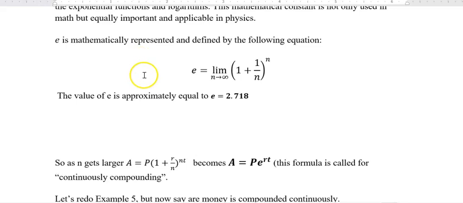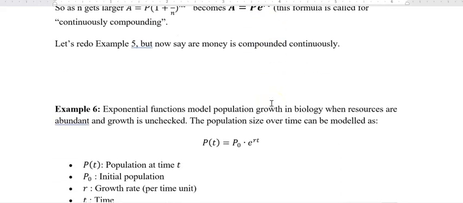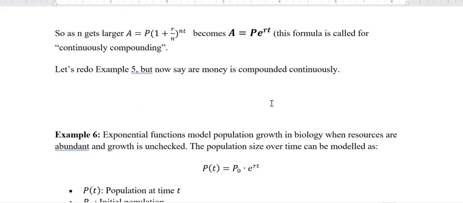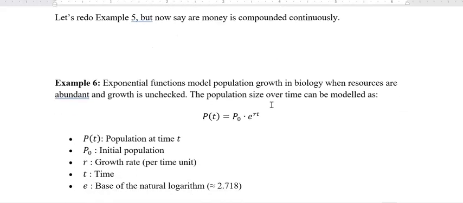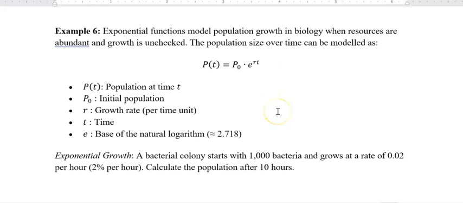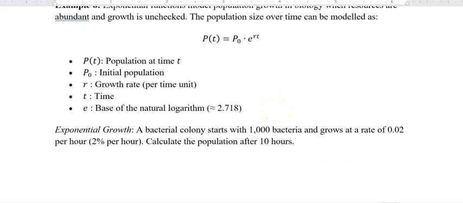You can read through this. Here's another way to define it. It's about 2.718. And then you'll have to be able to work with that formula as well. Very common for modeling money growth, anything that grows exponentially.